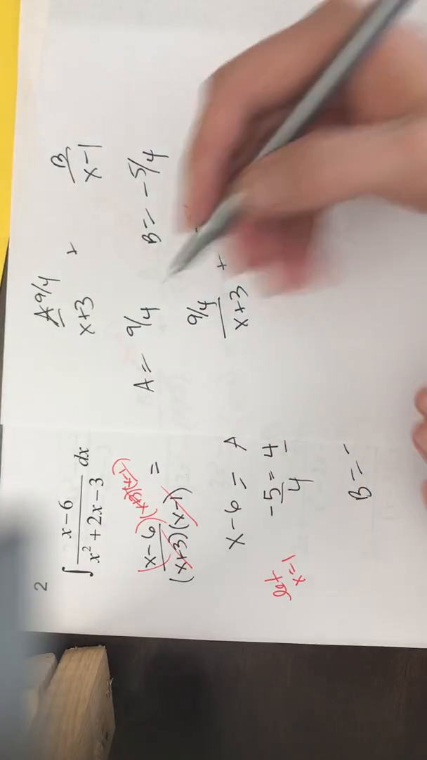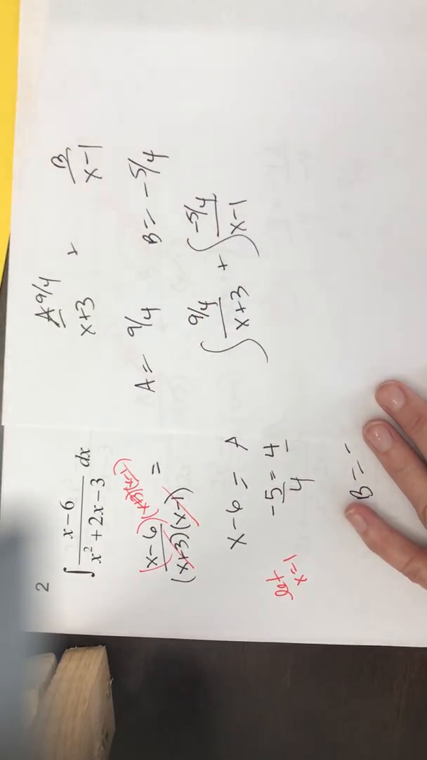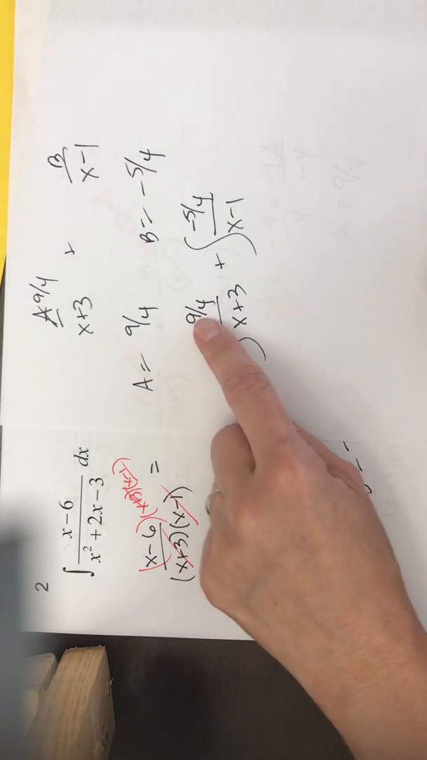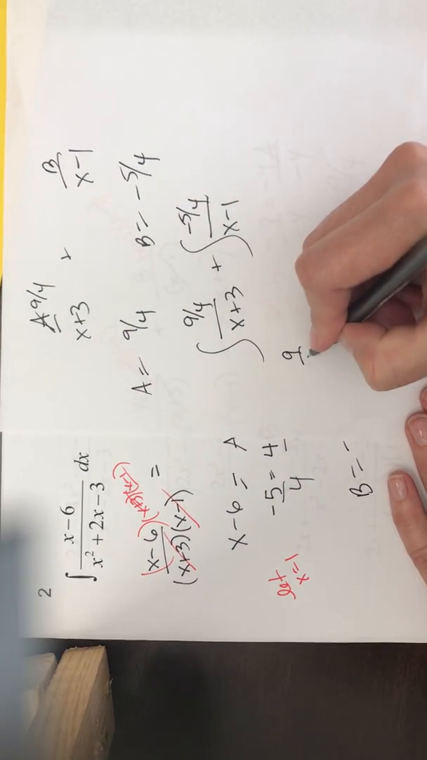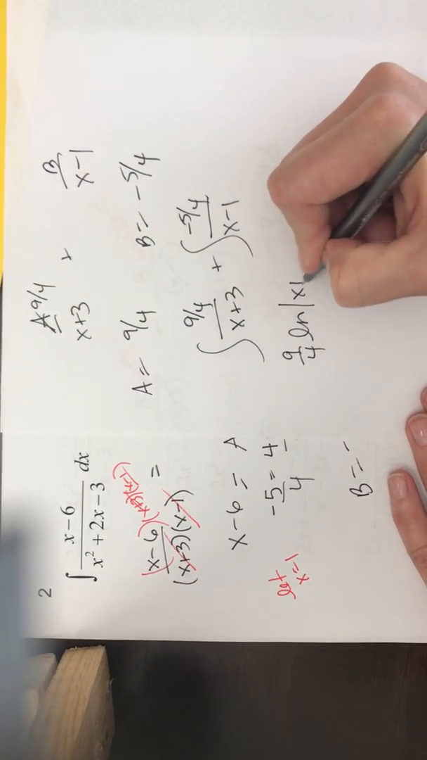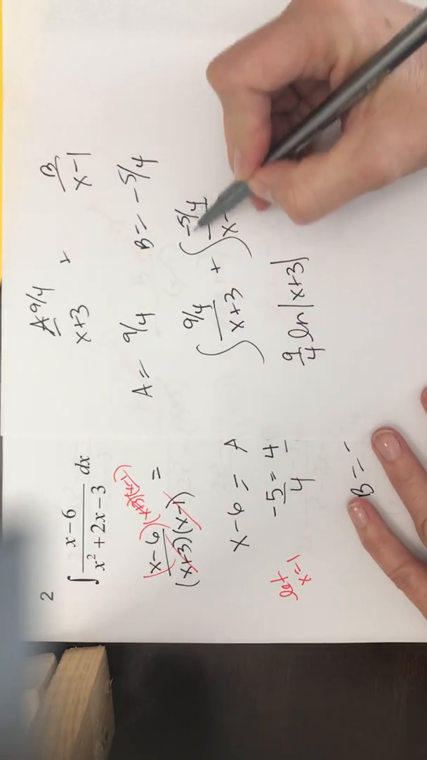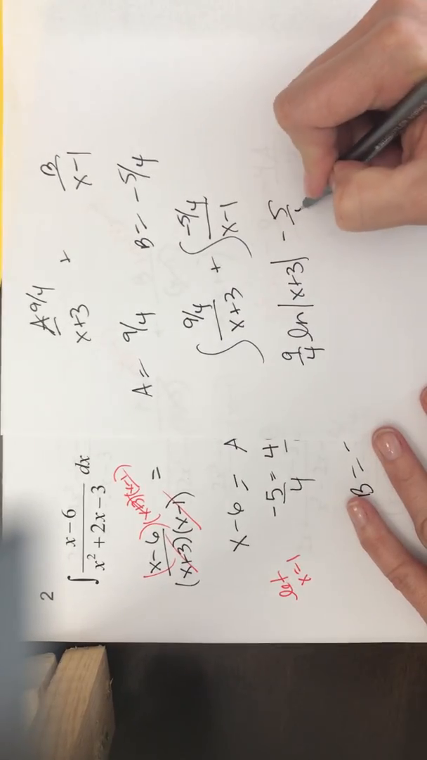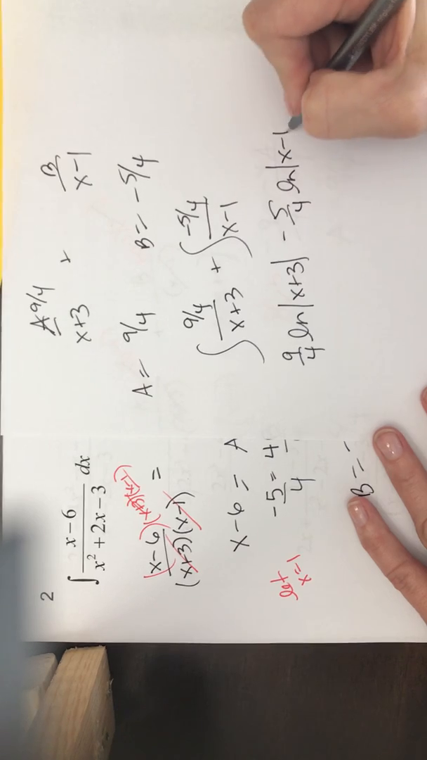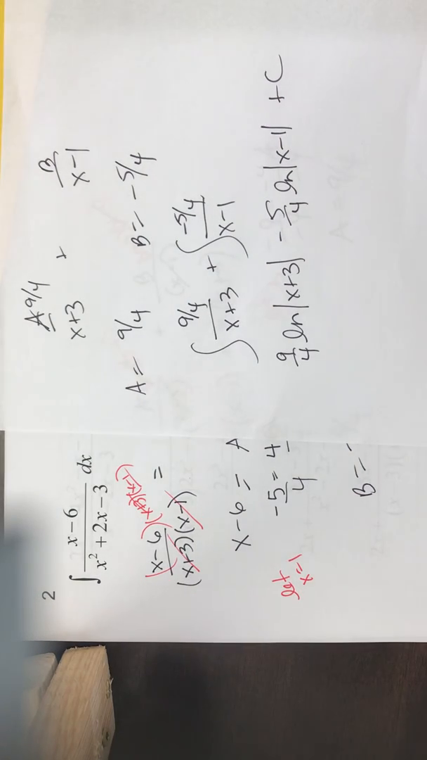So don't forget, what you need to do now is actually integrate term by term. And that's why it's easier to leave the fraction here, because this will just be 9/4 the natural log of x plus 3, minus 5/4 the natural log of x minus 1, plus c. Okay? Pause, catch up, ask questions.